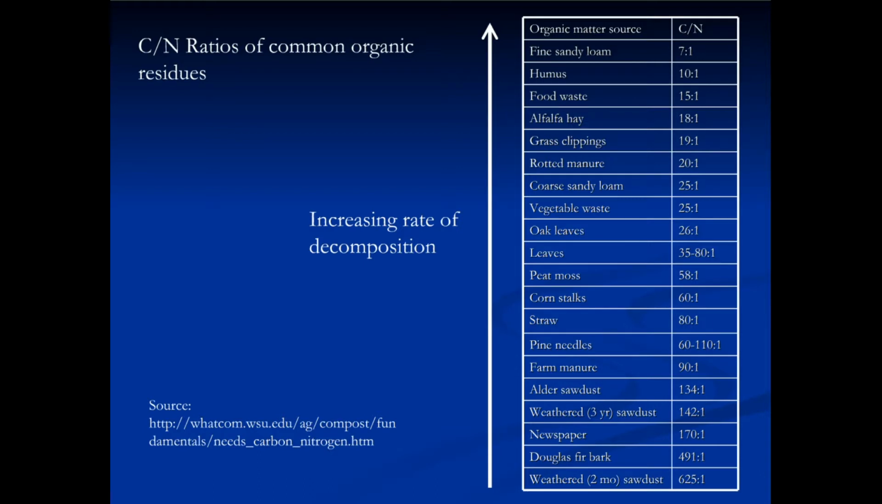This is a very common list here. I got this from Washington State University. Here are things with high carbon-nitrogen ratios that break down very slowly, things with narrow carbon-nitrogen ratios that break down very quickly. Aspen tends to lie right in here. The conifers would be down here. So this stuff decomposes very rapidly. This stuff down here decomposes very slowly.